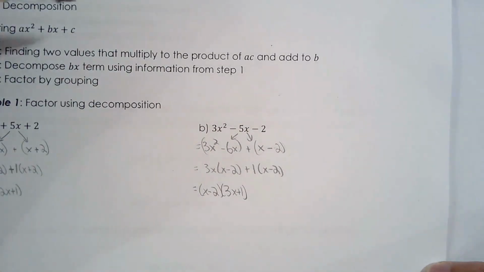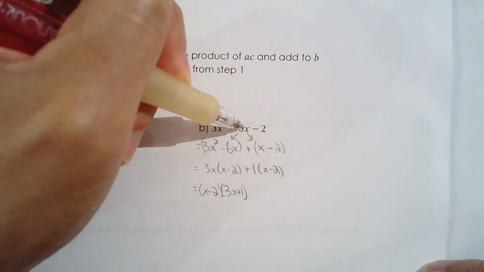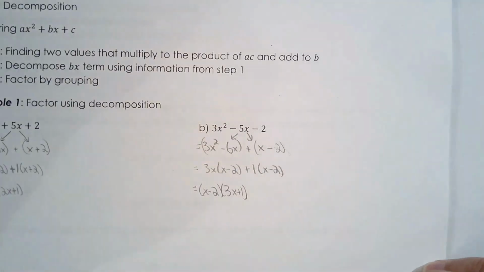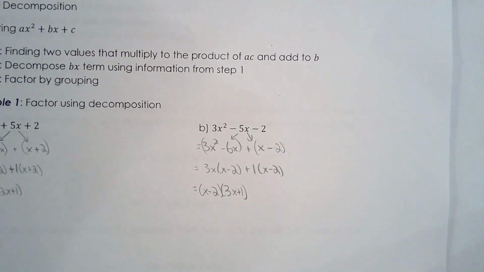Alright, that's it. That's factoring by decomposition. So I think the hardest step is finding the two numbers. And then once you're there, you decompose a middle term, and then you factor by grouping. So if you haven't mastered your ability to factor by grouping, then the method of decomposition will be pretty bad. Okay, so like I said, I really don't recommend this technique. I will teach it to you, but I highly do not recommend it.